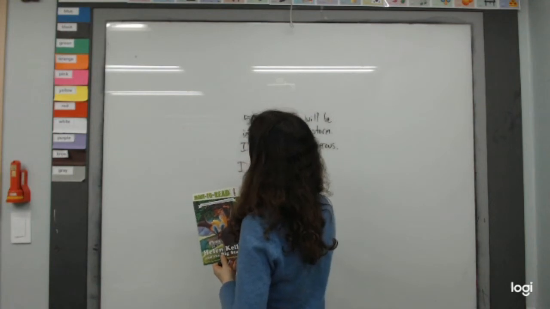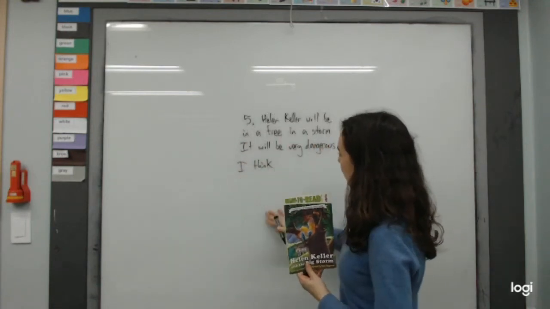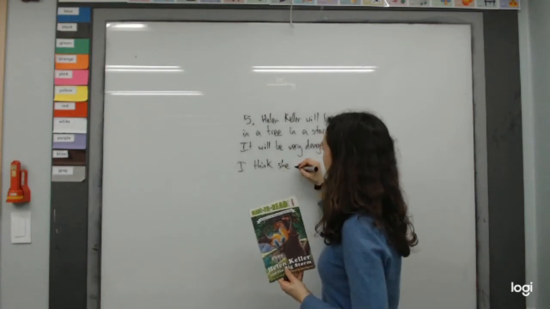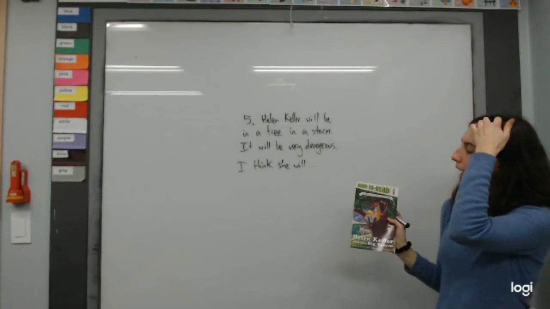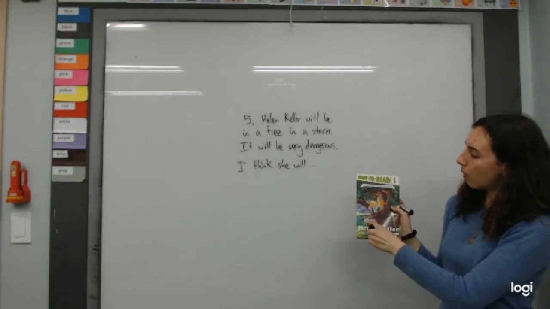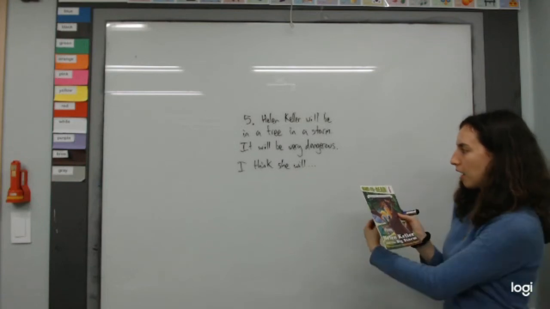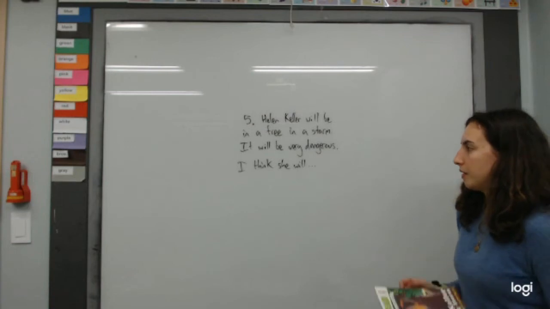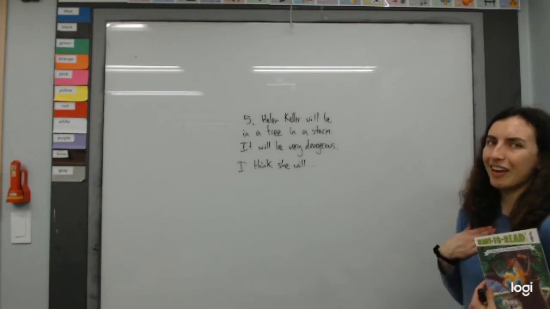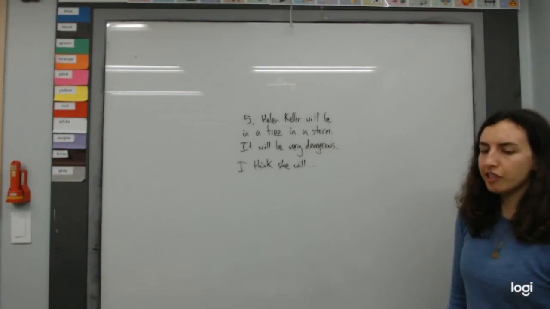And then write, I think she will, and write what you think will happen. She will be okay. She will go home. She will fall. What will happen in the book? I think she will, what? I can't write because I know the answer, so I can't write this one. So just you write, okay?